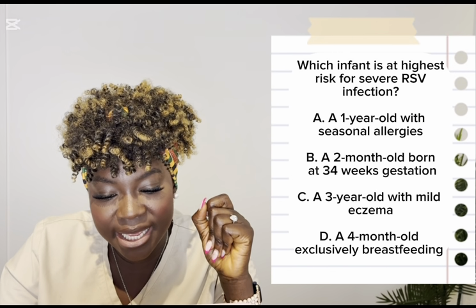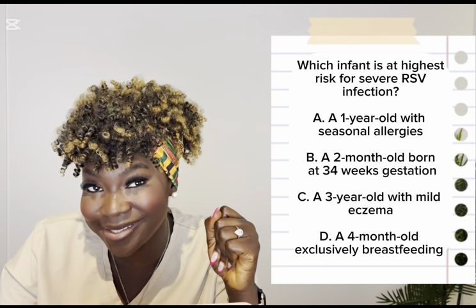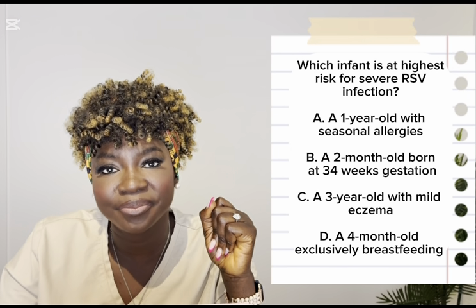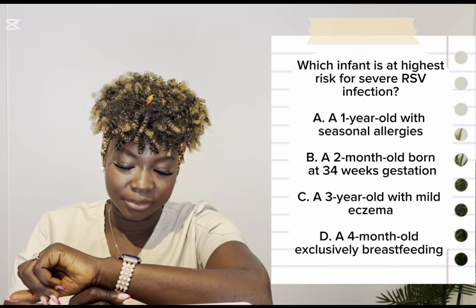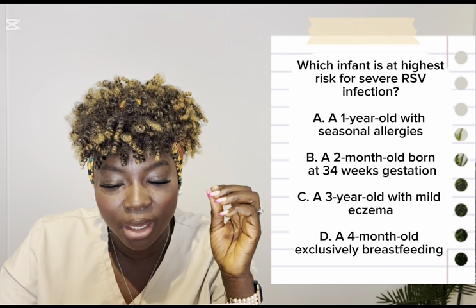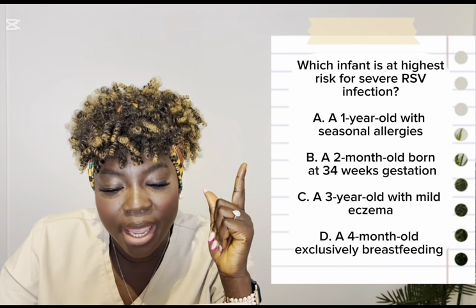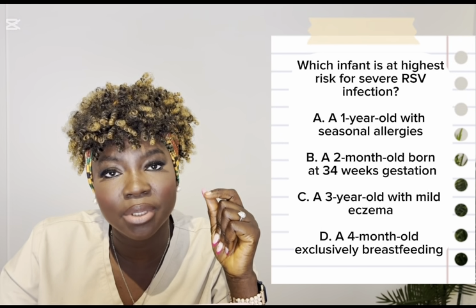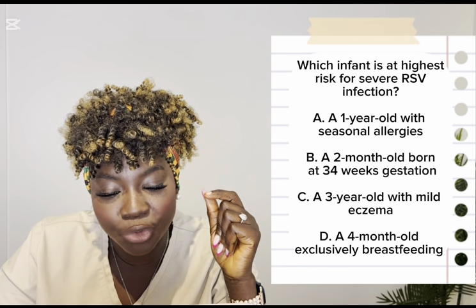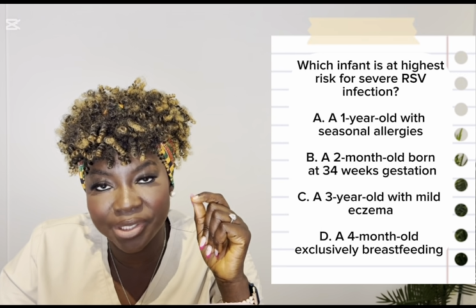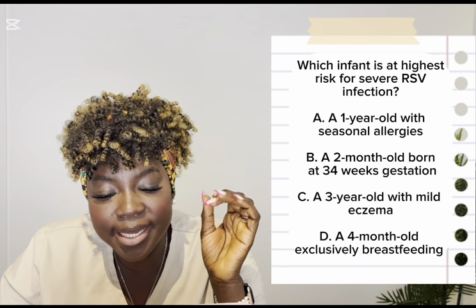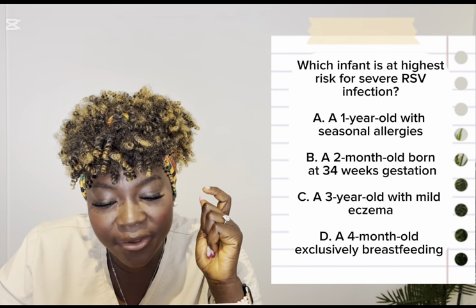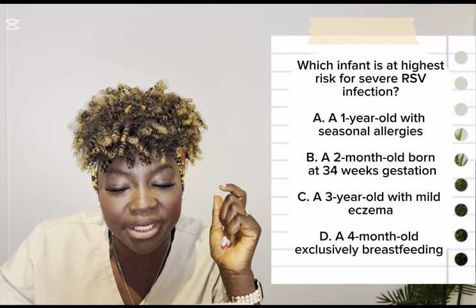Which infant is at highest risk for severe RSV infection? A, a 1-year-old with seasonal allergies. B, a 2-month-old born at 34 weeks gestation. C, a 3-year-old with mild eczema. And D, a 4-month-old exclusively breastfeeding.